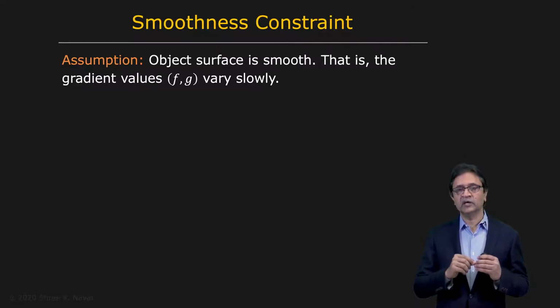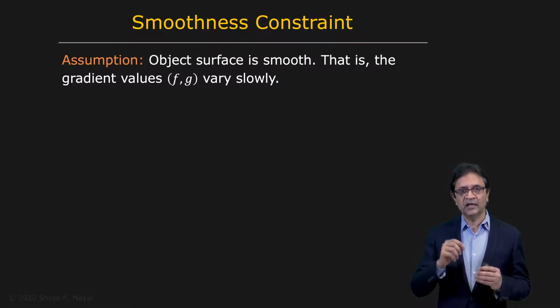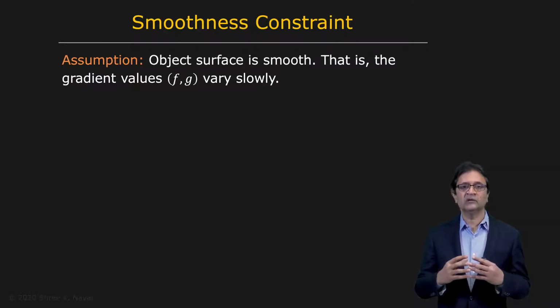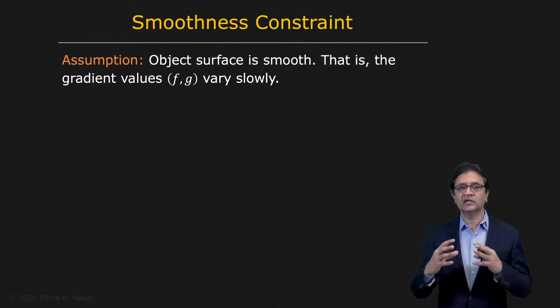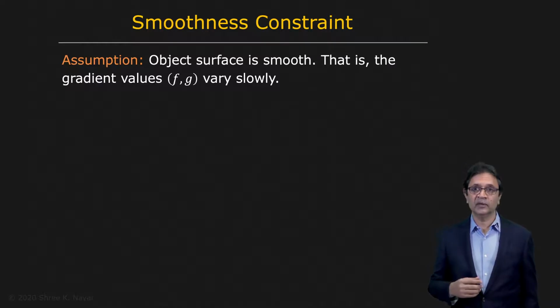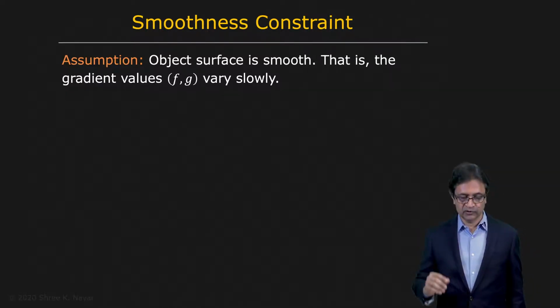And we know that there is no hope of solving the shape from shading problem if you treat each point independently. We have to somehow tie these points together. We have to couple them so that we can propagate their values and have them constrain each other in some ways. And the assumption we're going to make is that the surface is smooth. So the object surface is smooth.